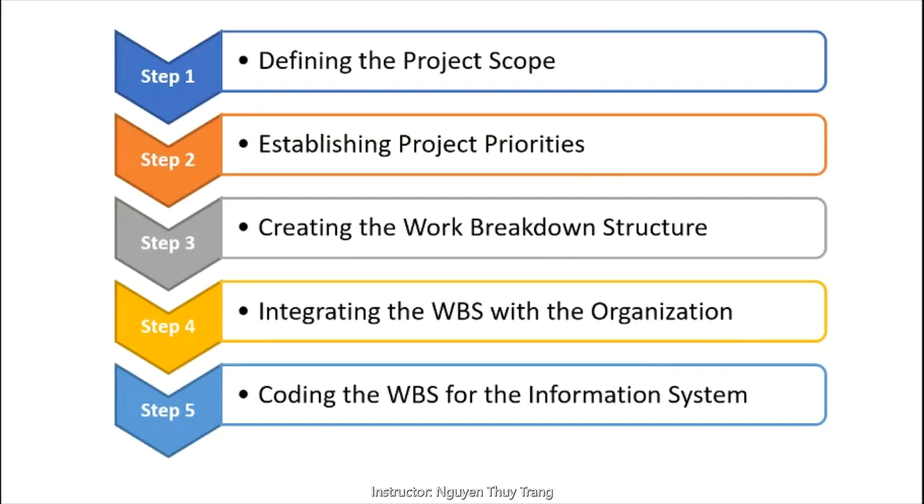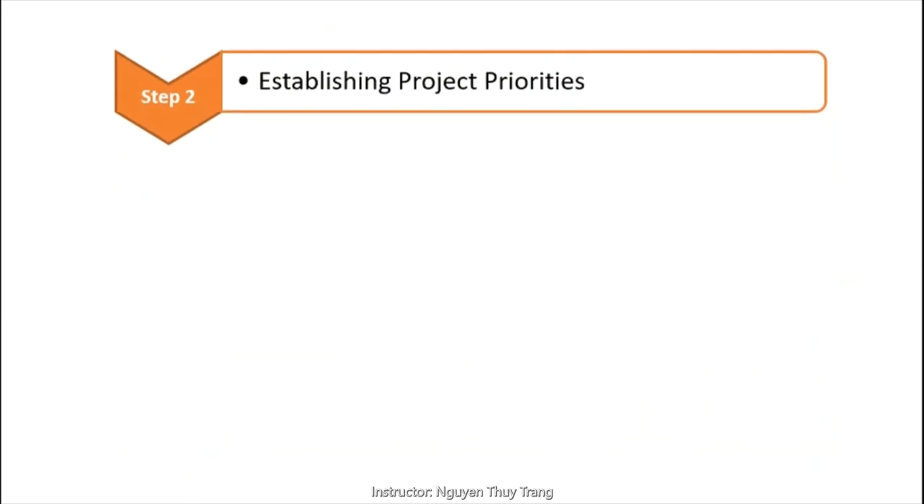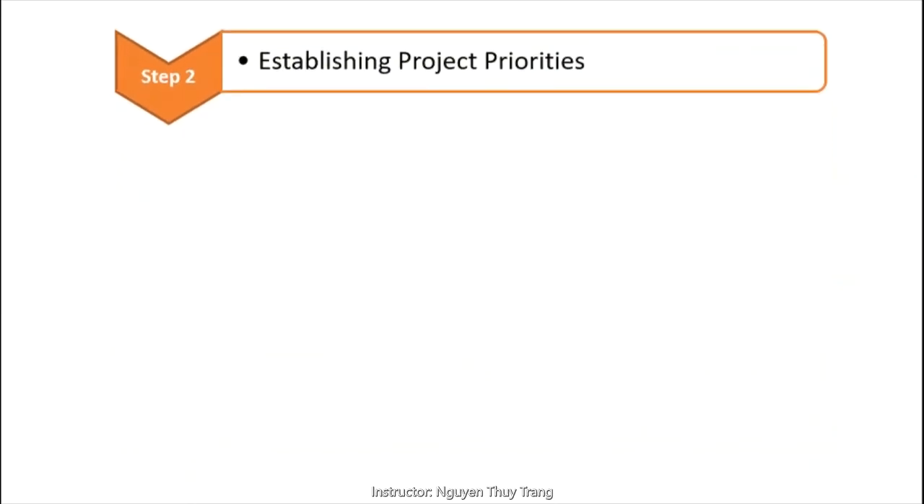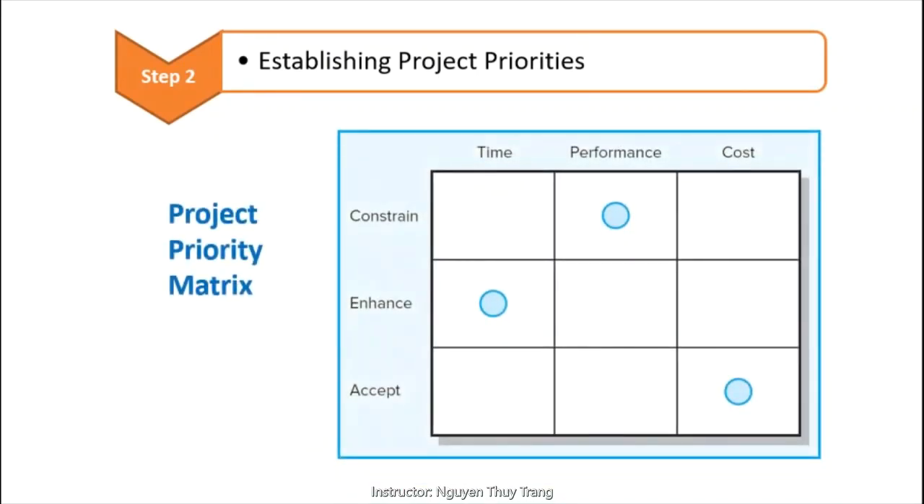Step 2. Establishing project priorities. One of the primary jobs of a project manager is to manage the trade-off among time, cost, and performance. One technique found in practice that is useful for this purpose is completing a priority matrix for the project to identify which criterion is constrained, which should be enhanced, and which can be accepted.